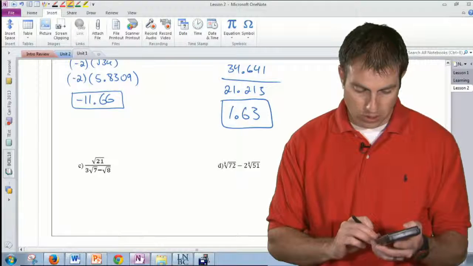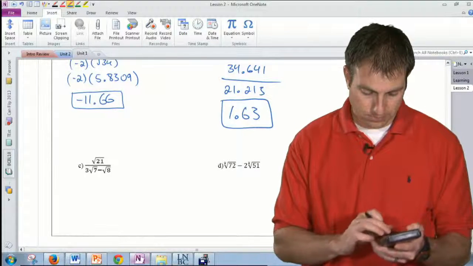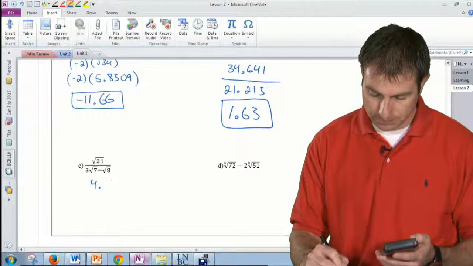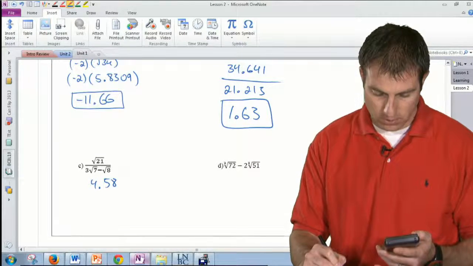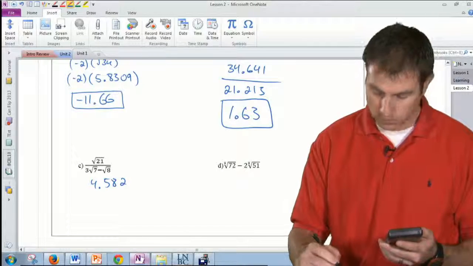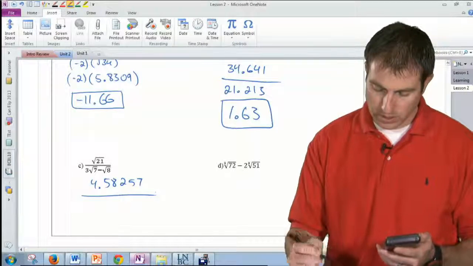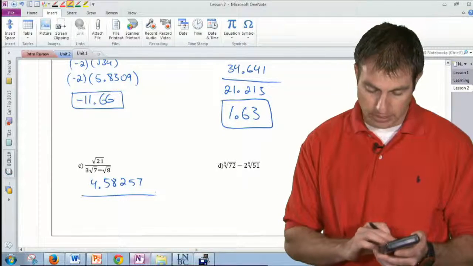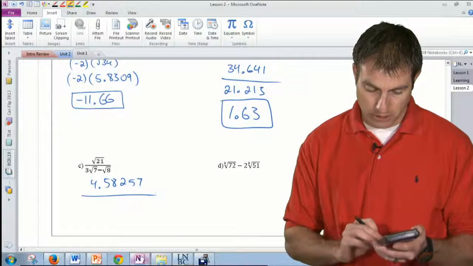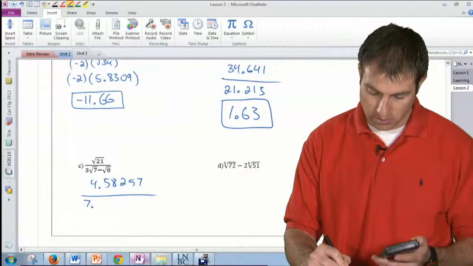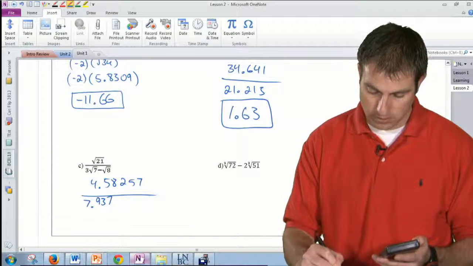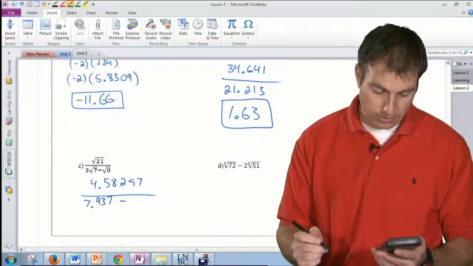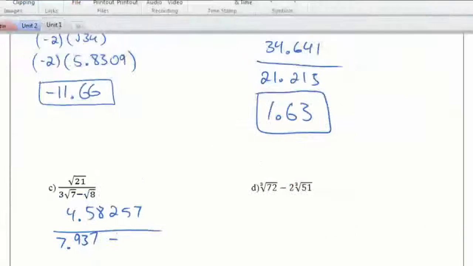So square root of 21 on the top is 4.58257. And then on the bottom, I'm going to have the square root of 7 times 3, which gives me 7.937. And then I'm going to subtract the square root of 8, and that's going to give me 2.828.